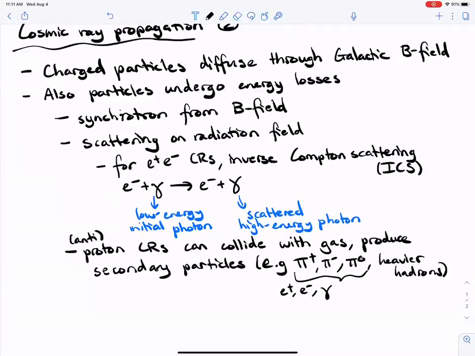Is there some threshold energy at which we consider something to be a cosmic ray? Good.